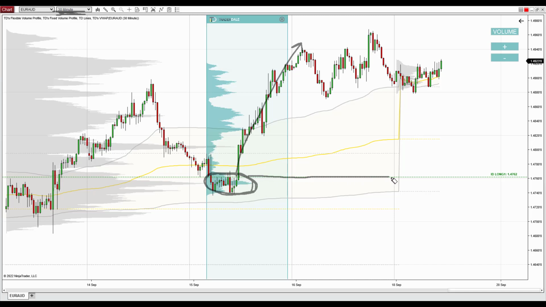So this is the beginning of that heavy volume zone. It is at 1.4762, and when there is a pullback, then I expect a reaction from this level, because those buyers will want to defend this important zone where they placed a lot of their longs, right?